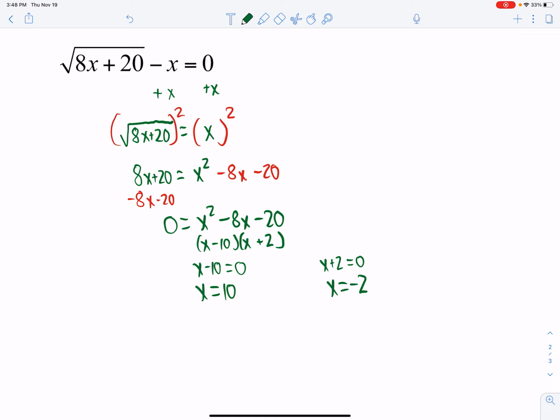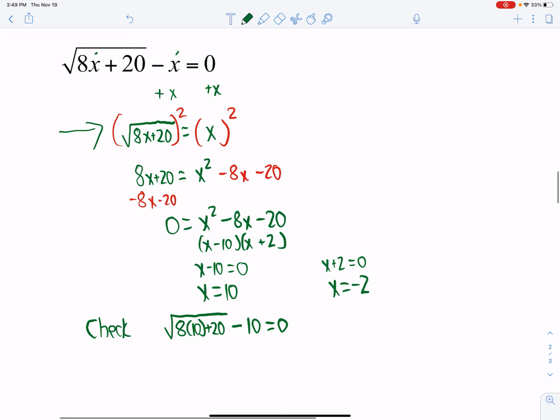But it's very important, because we squared both sides back up in that earlier step, we need to check our answers. What we're going to do, for example, to check x equals 10, we're going to go back to the original equation, and everywhere there's an x, we're going to replace it with 10 and see if it turns out to be true. When we do that here, instead of the square root of 8x plus 20, we have the square root of 8 times 10 plus 20. Instead of minus x, we have minus 10, and then equals 0.